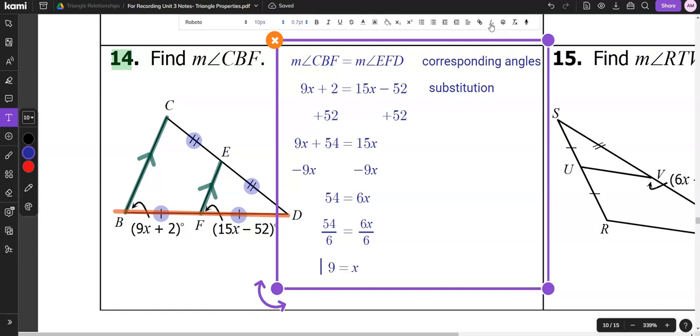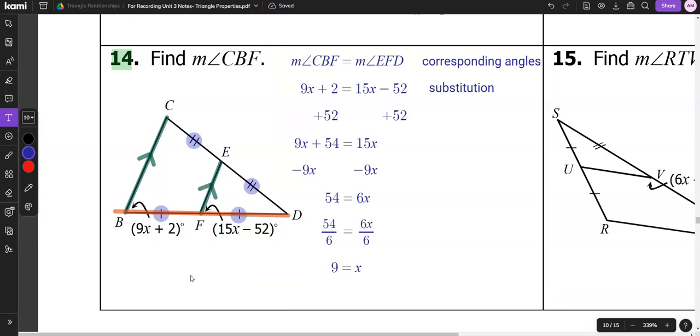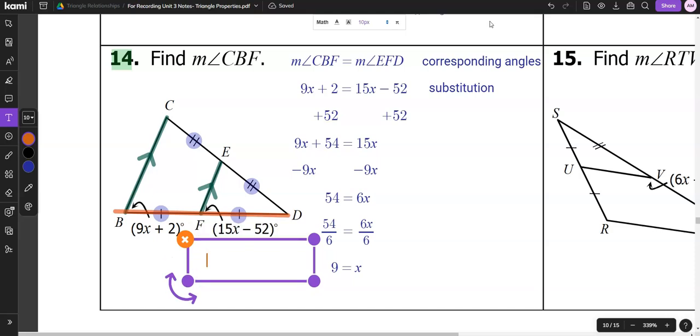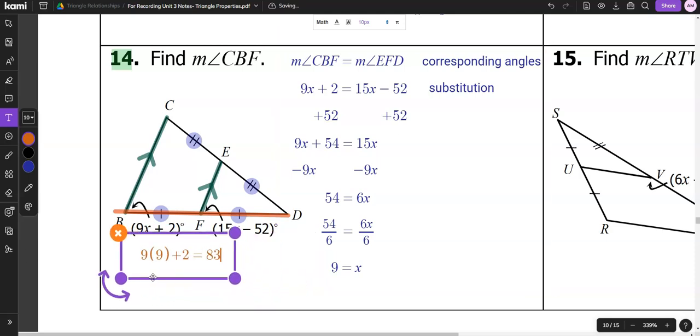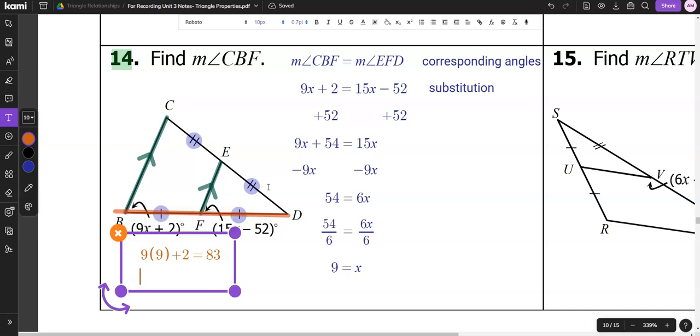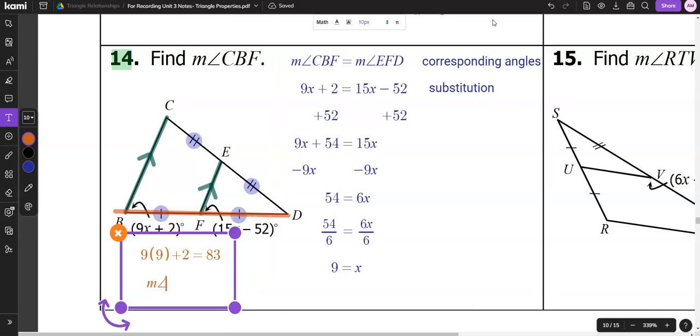But again, in this case, that's not what they asked me for. They asked me for the measure of angle CBF, which is 9x plus 2. So what we're going to do is substitute 9 in for x. We're going to add 2. And 9 times 9 is 81, plus 2 is 83. So the answer is that the measure of angle CBF is equal to 83 degrees.